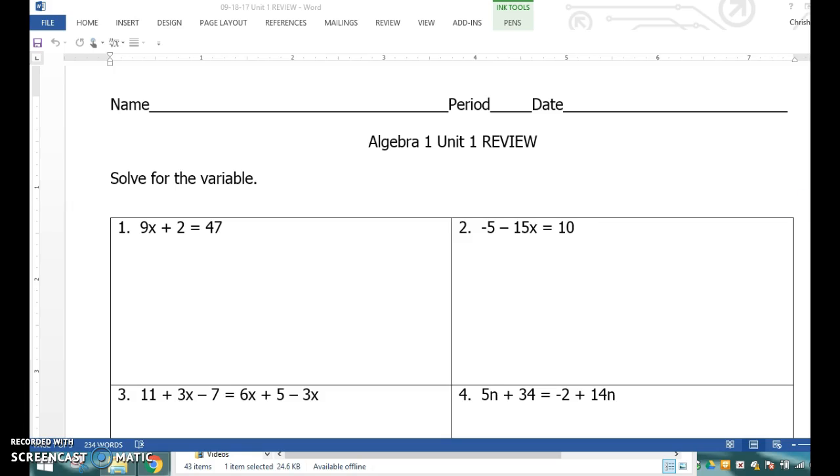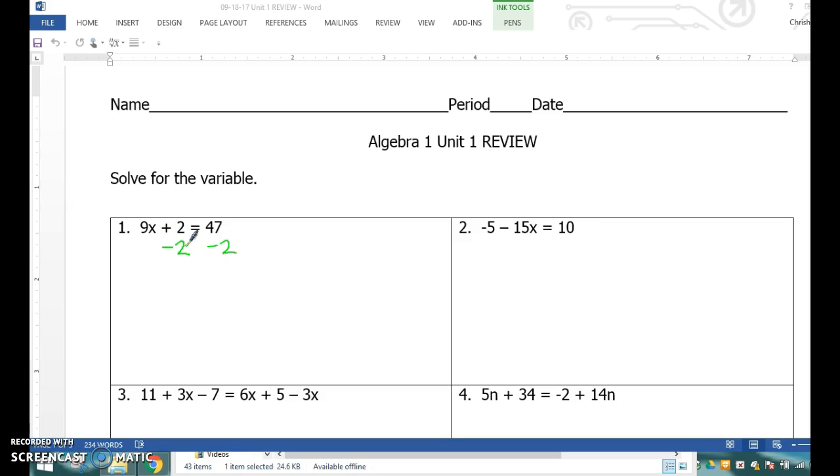The first section says to solve for the variable. So remember, when we're solving, we are trying to isolate our variable. We are trying to get this variable by itself, and we have to use inverse operations to do this. So the first thing that I see is a plus 2. I'm going to do the opposite of adding, which is subtraction, and I'm going to minus 2 from both sides.